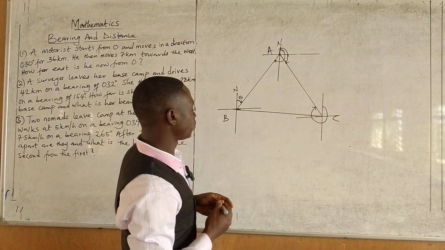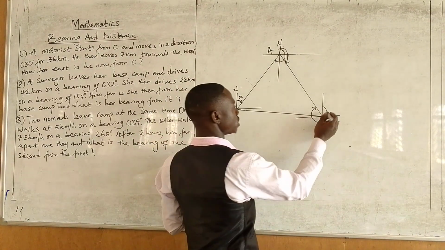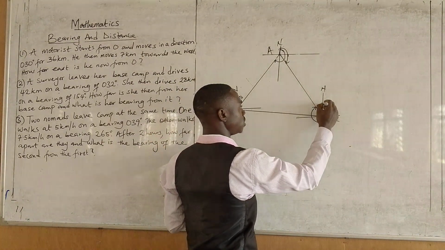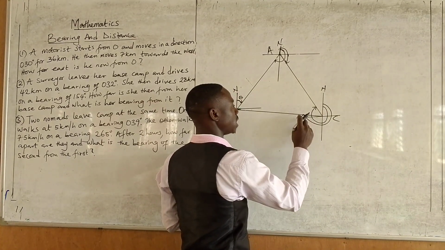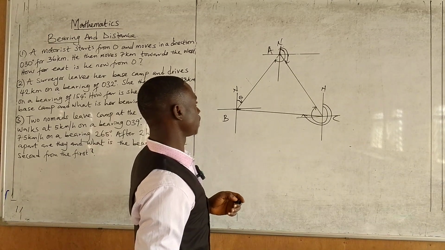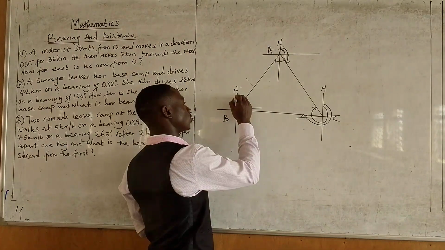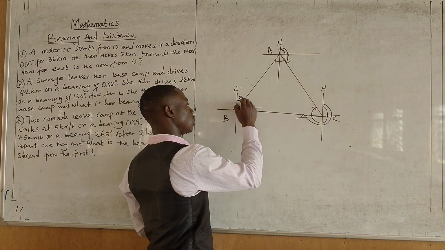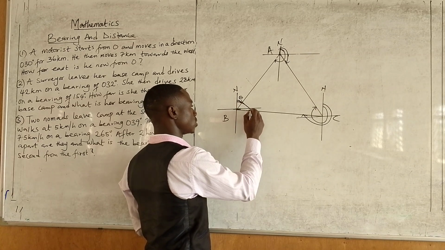What is the bearing of B from C? The bearing of B from C, you go to C. From the north again, you turn until you reach the line joining B and C. So this angle. What is the bearing of C from B? The bearing of C from B, you go to B, you turn from the north again until you touch the line joining C and B. This is the angle from here to here.